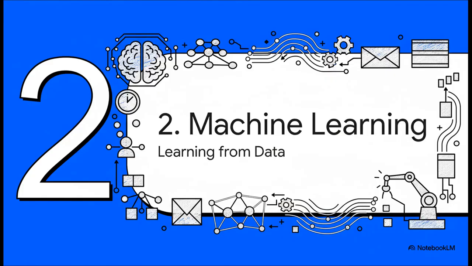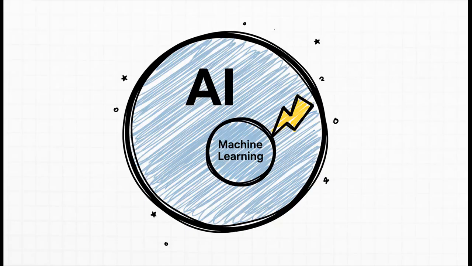Okay, so if AI is the destination, how do we get there? Well, that brings us to our next layer, our next doll in the set: machine learning. These are the powerful tools that make so much of modern AI possible. And this visual really says it all, doesn't it? Machine learning isn't some totally separate field. It's a subset of AI. You could say it's one of the most powerful engines we've built to actually achieve artificial intelligence.